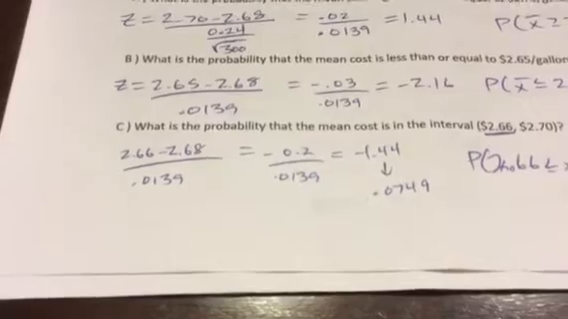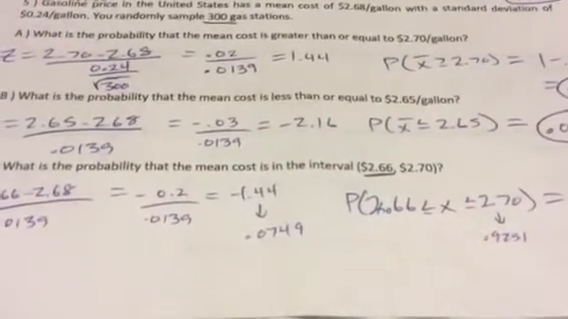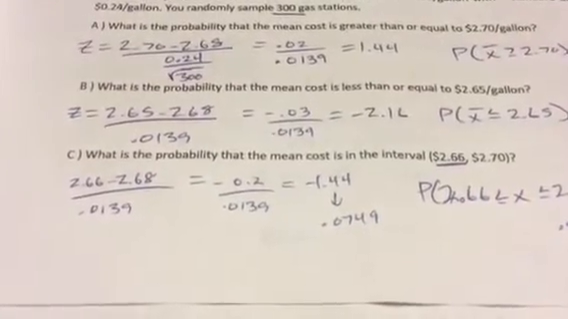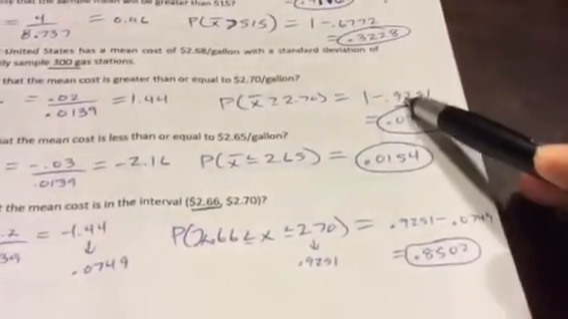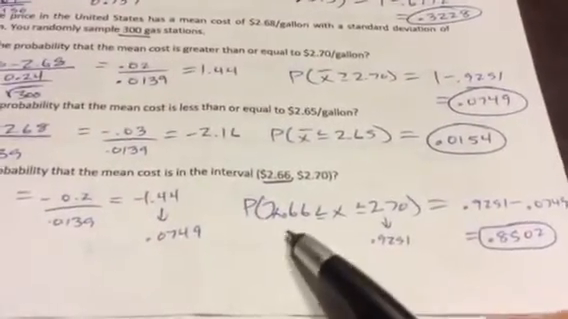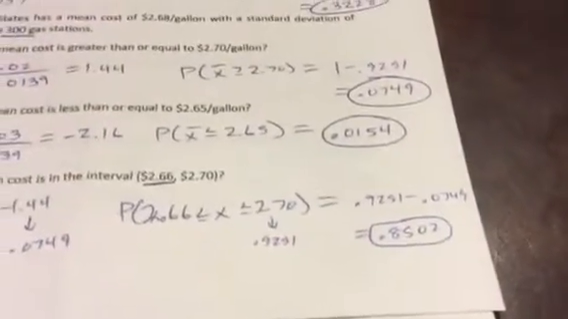And then right here, okay, now I've already done the one for 270. So between negative 1.44 and 1.44 for the z-score, again, 9251 was from before. I already did this work right here. This is 0749. Subtract the 2, and 0.8502 is the area between those two z-scores. And folks, we are moving on.